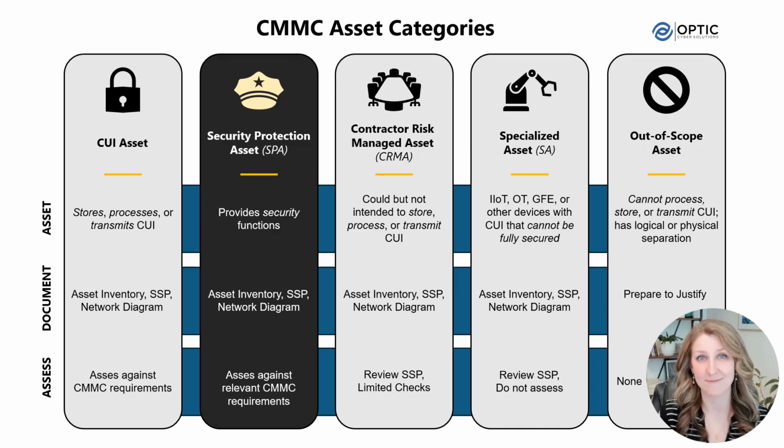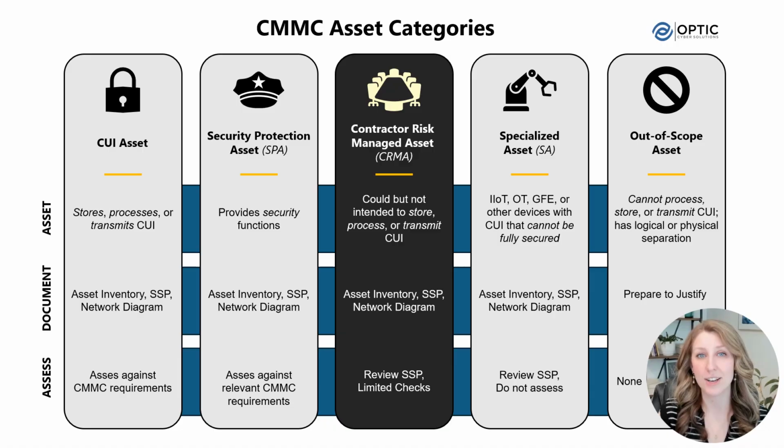Next, we have contractor risk managed assets, or CRMA. These are assets within your CMMC environment that are not intended to process, store, or transmit CUI, but could if someone makes an accident or breaks the rules. And that's why the contractor must accept and manage the associated risk. So even though they don't process CUI, they must still be identified and described in your system security plan, your SSP, and appropriate safeguards must be in place to prevent the exposure of CUI.